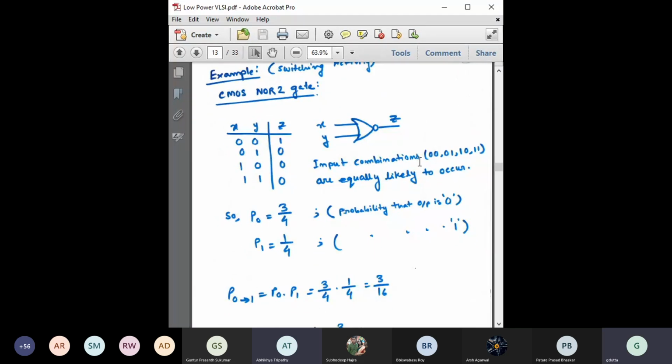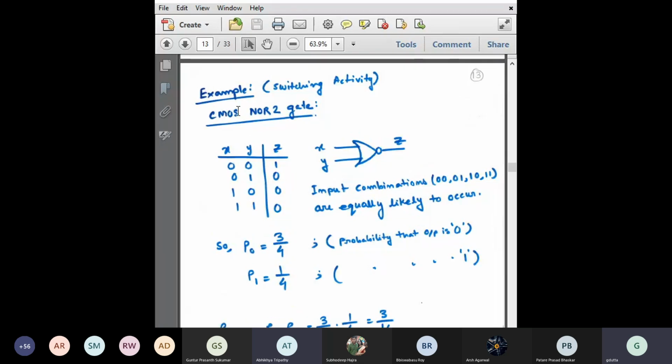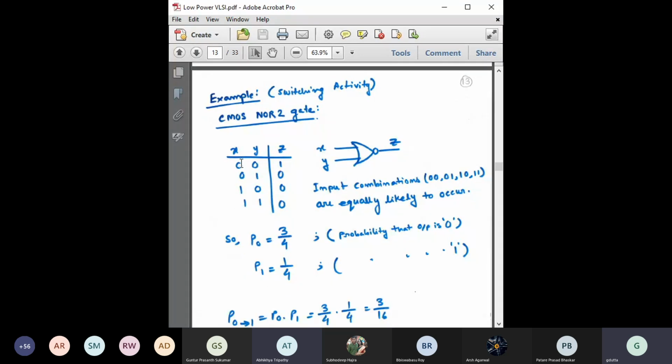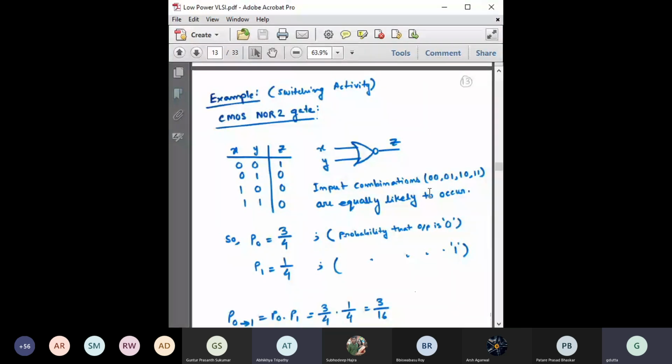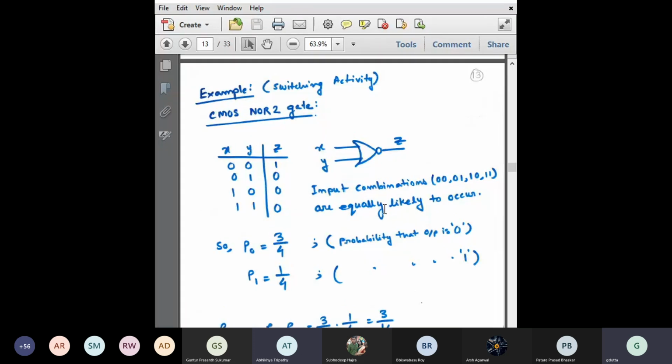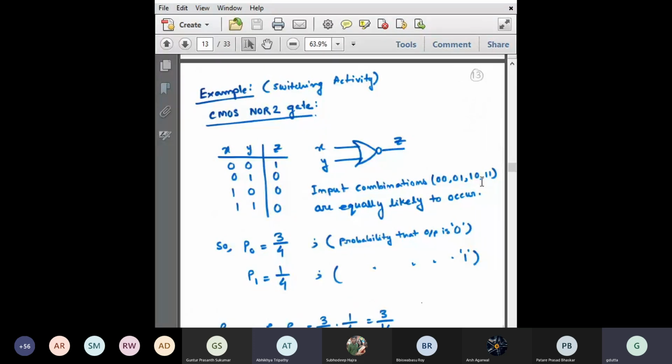Okay, so now a bit more on understanding this. We are continuing the switching activity part. Let us consider the CMOS NOR 2 gate. For the NOR 2 gate, this is the truth table, right? Only for 0 0 the output is 1. For any other combination, the output would be equal to 0. So what are the input combinations? Input combinations are 0 0, 0 1, 1 0 or 1 1, right? And any of these input combinations has an equal chance to occur, right?